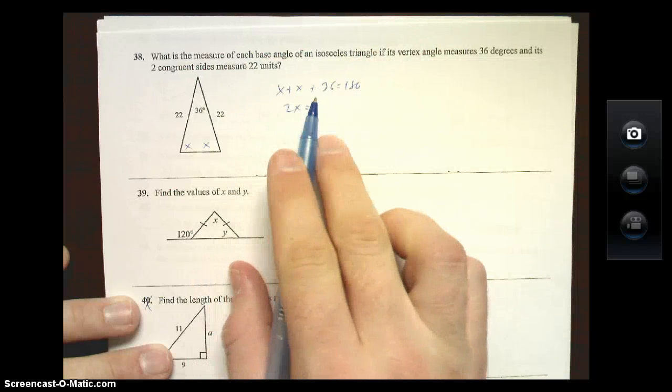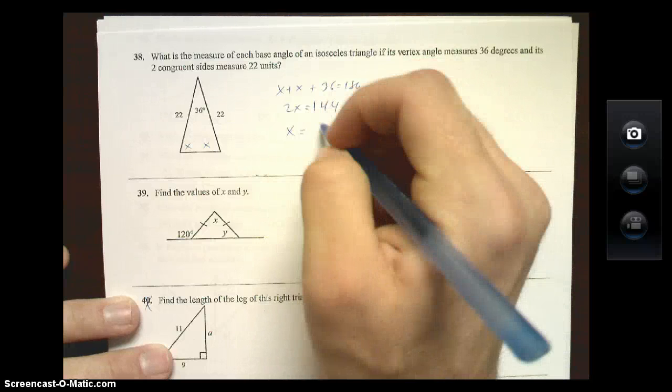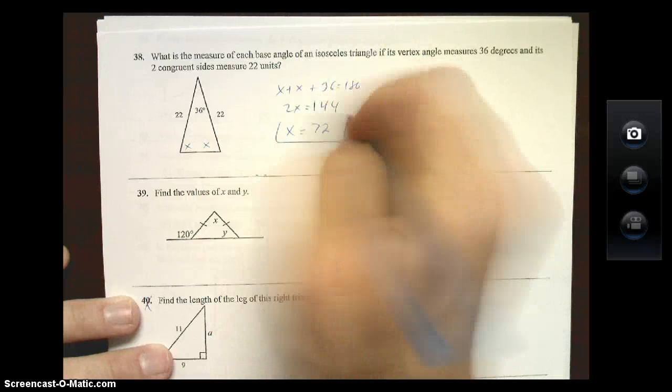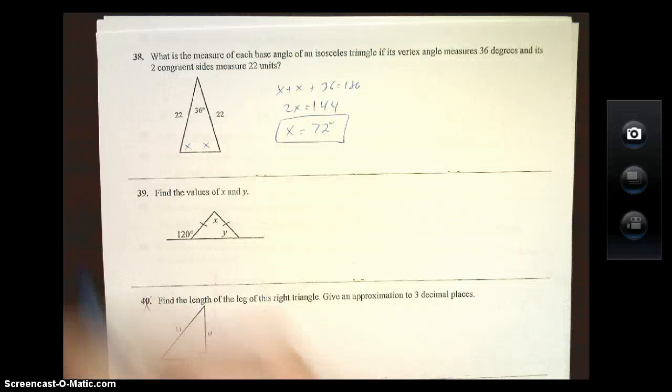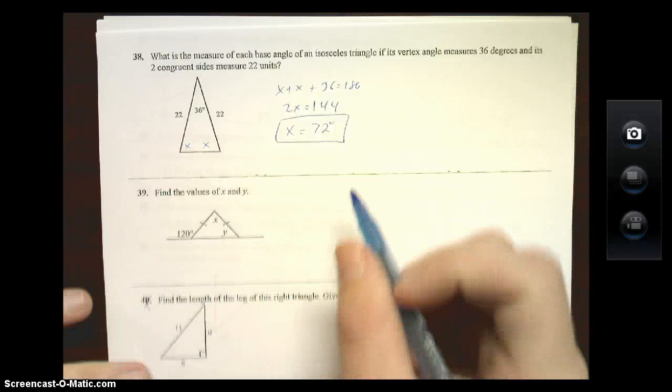x plus 36 equals 180, subtract it over, 144. Divide by 2, x equals 72 degrees. Okay, so then you can double check yourself. 72 plus 36 gives you 180, all's well.